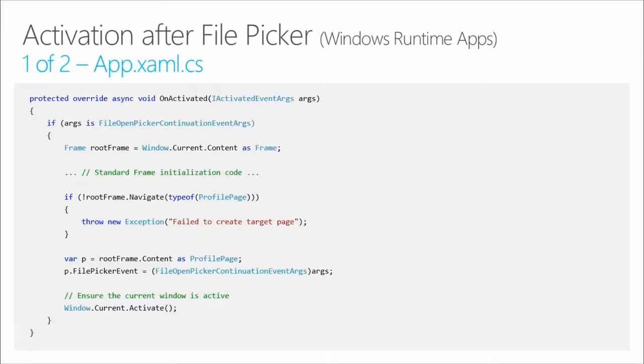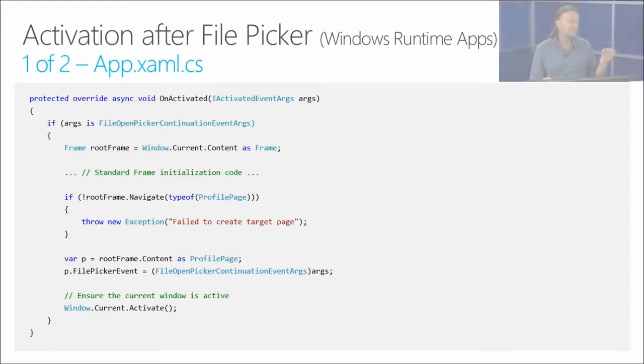So there are some special ways you have to code it to handle this. At some point, you get back to the same point we were in the Windows app, but there's a little bit of plumbing code you have to write in order to get to that point. So this is that activation after the file picker. I'm only going to handle the Windows Runtime apps case here. When we talk about the Silverlight one, it's a slightly different thing.